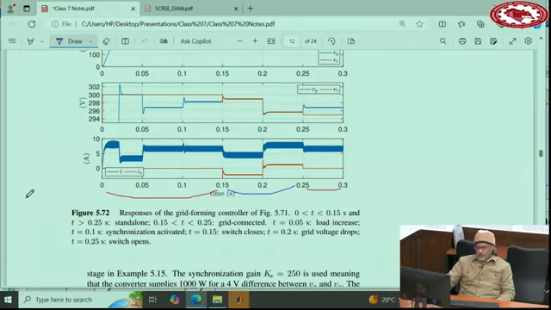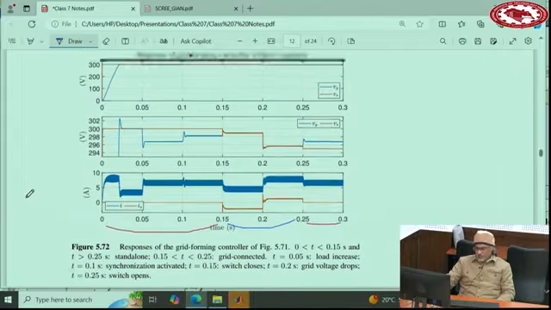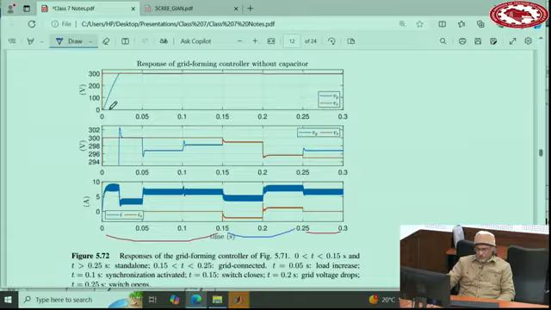So at the beginning, it starts disconnected from the grid. It builds up the voltage linearly because it limits the current at 8 amperes. So it goes up, and once it reaches there, the current comes back to 3.3. Now, in disconnected mode or islanded mode, load may increase. So here is the case where you increase the load. If you increase the load, the voltage goes down. Remember, this voltage drop is very small, 300 to 296.